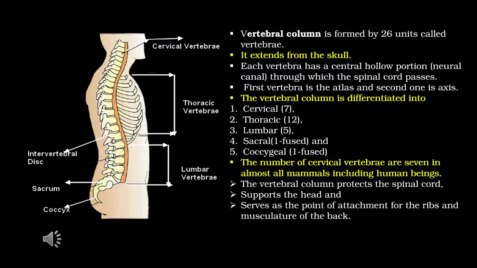The vertebral column is differentiated into: 1. Cervical, 7. 2. Thoracic, 12. 3. Lumbar, 5. 4. Sacral, 1 fused. And 5. Coccygeal, 1 fused. The number of cervical vertebrae is 7 in almost all mammals, including human beings. The vertebral column protects the spinal cord. It supports the head, and serves as the point of attachment for the ribs and musculature of the back.